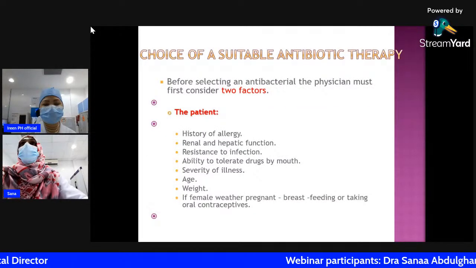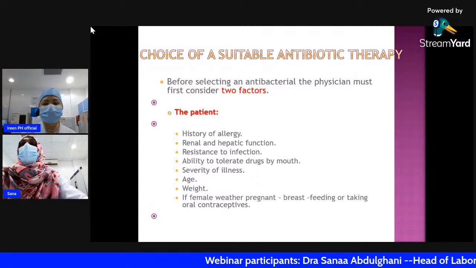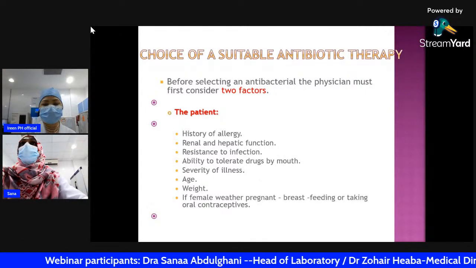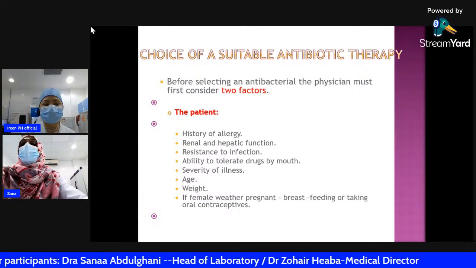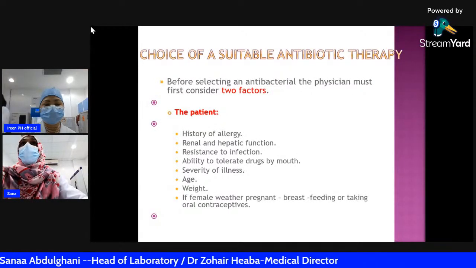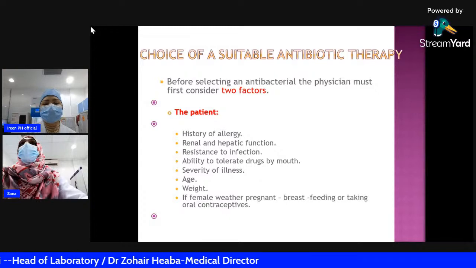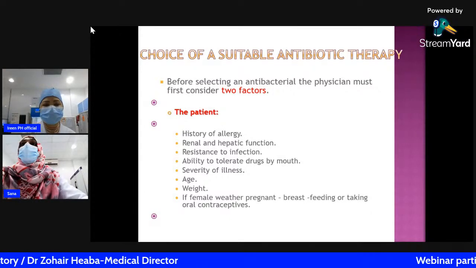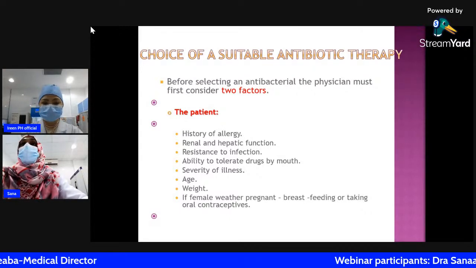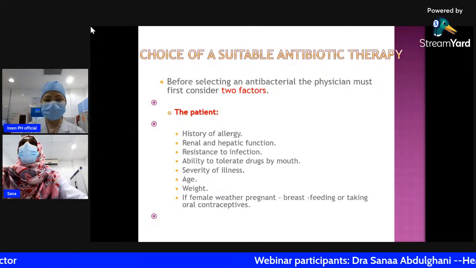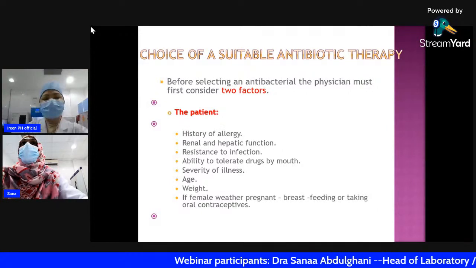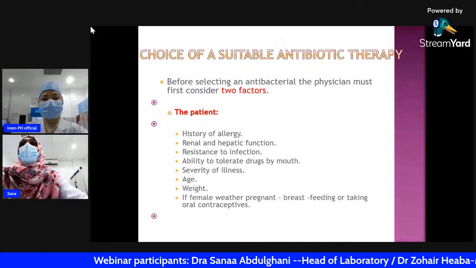Choice of suitable antibiotic therapy. Before selecting an antimicrobial, the physician must first consider two factors. There are two important factors before choosing the antibiotic. The first one is the patient, and the second is the duration of therapy, doses, and route of administration.